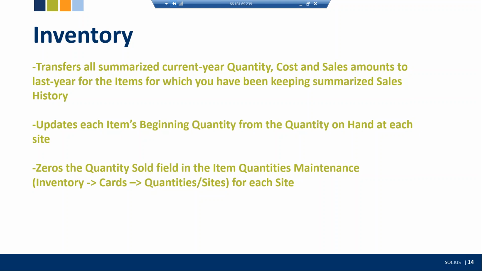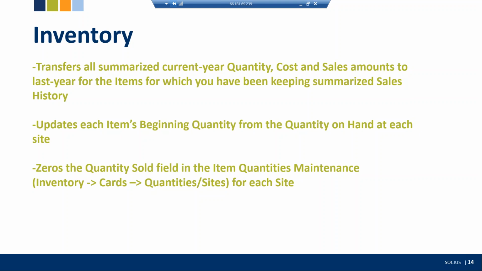The other thing that's important is it updates each item's beginning quantity from the quantity on hand at each site. So therefore, you also run into the issue of quantity activity during the year, and timing becomes very important. The other thing that it'll do is zero out the quantity sold field in the item quantities maintenance.